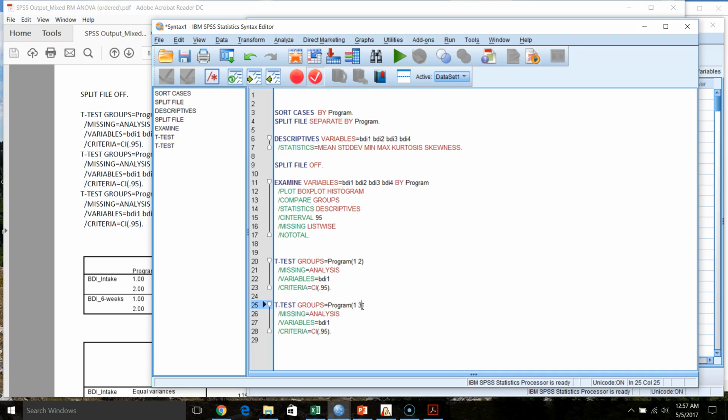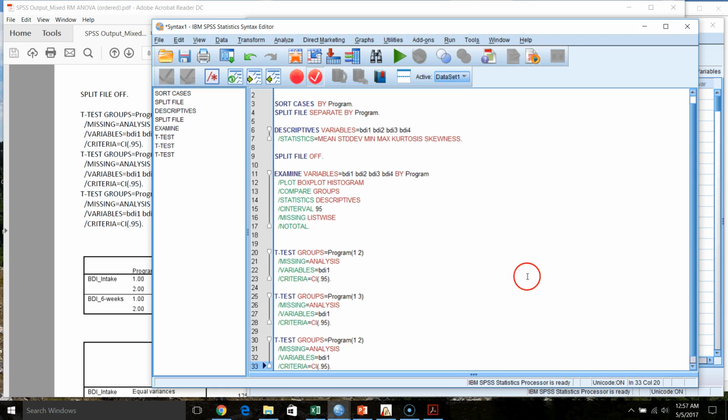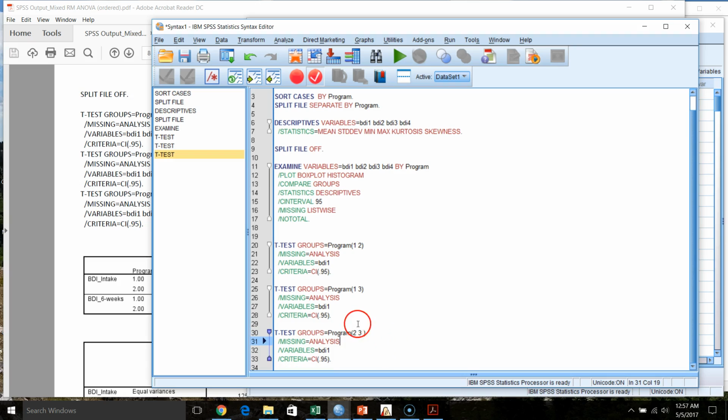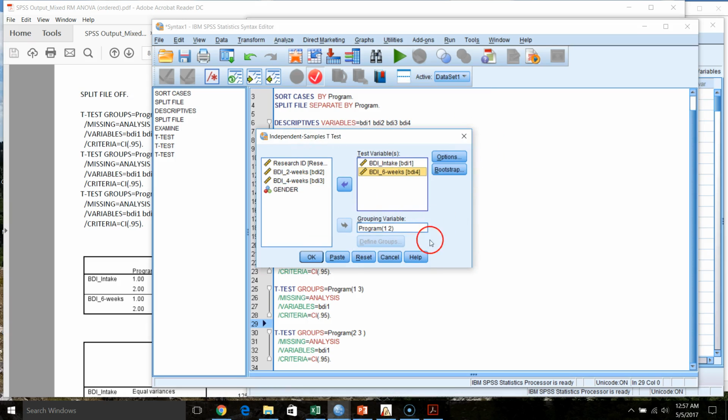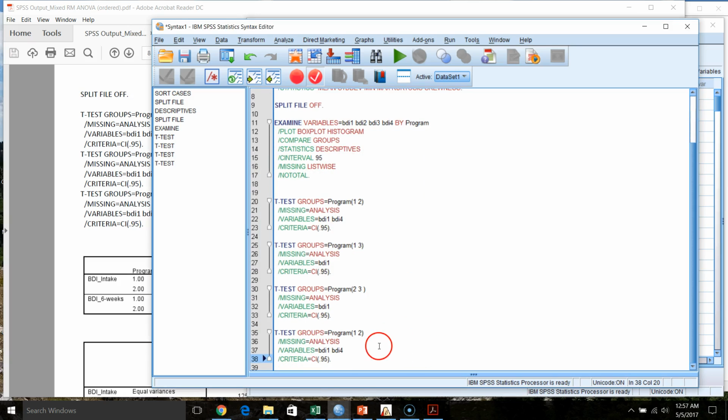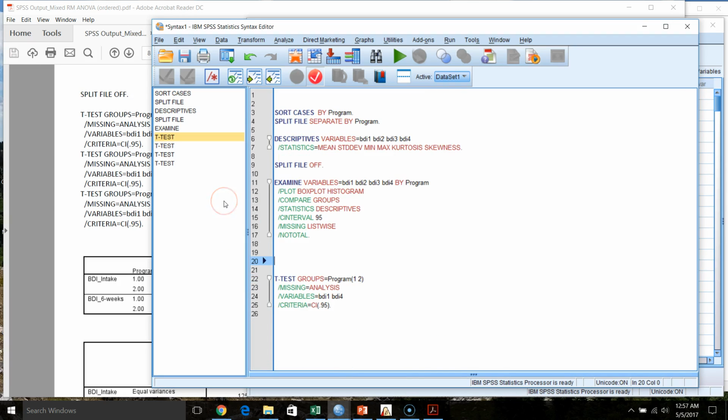This time we want to compare 1 and 3, and this time we're going to compare 2 and 3. Okay. Oops, and what we should have done here is BDI 4 as well. Okay, going back up just so you can see what this looks like. What we would do here is compare program 1 and program 2 at intake and 6 weeks, and if we paste that, this may be redundant, but just so you see what we're doing.